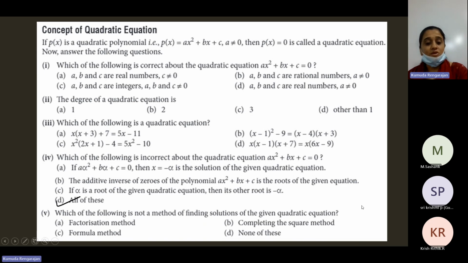Last one, which of the following is not a method of finding solutions of the given quadratic equation? Not a method. Factorization method is a method. Completing the square is a method. Formula method is a method. So none of these. Because which of the following is not a method? No, only methods are given. Not a method is not at all here. So none of these.